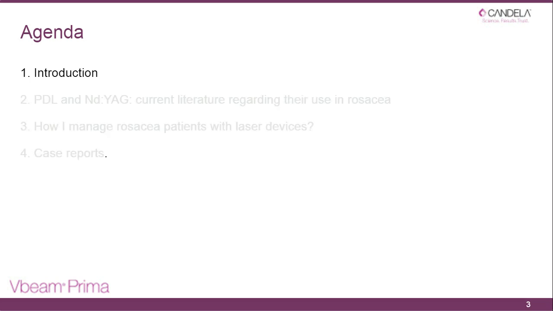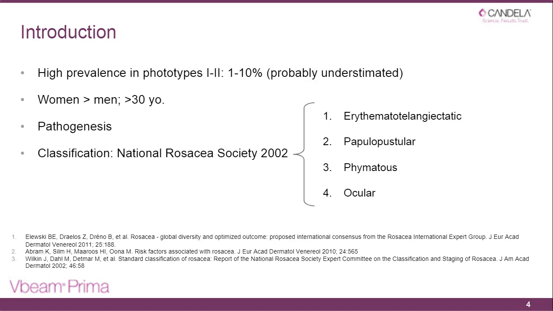Regarding a brief introduction, as you very well know, rosacea is a highly prevalent disease, above all in fairer skin types 1 and 2. It's estimated to have a prevalence of around 1 to 10%, but it's probably underestimated because most patients may not seek a medical doctor to assess this condition. It's more prevalent in women than in men and above 30 years of age.